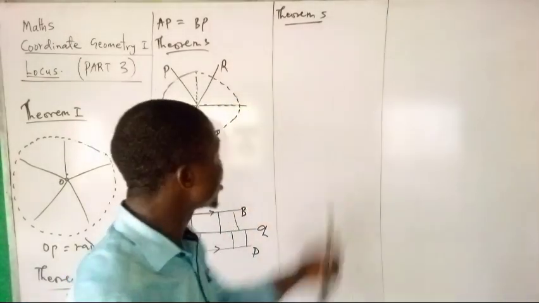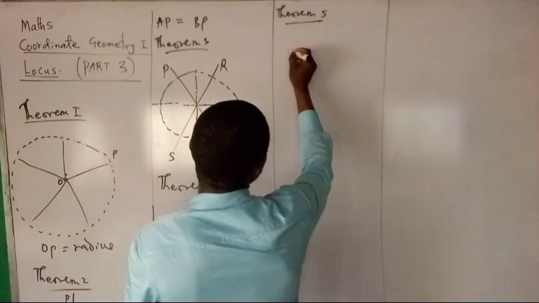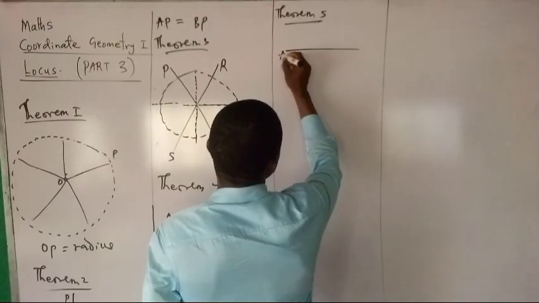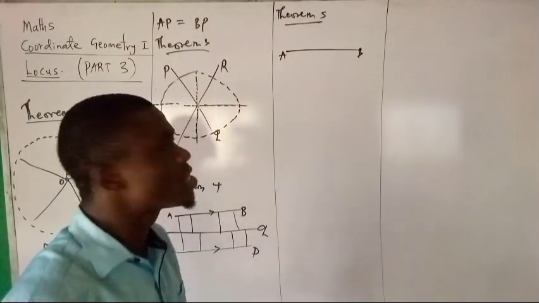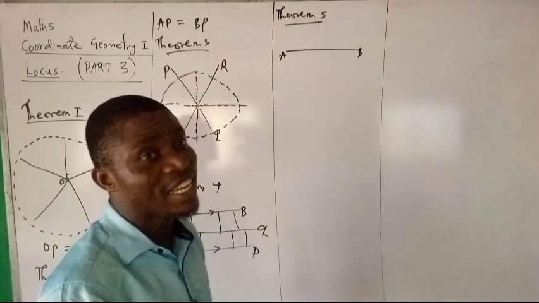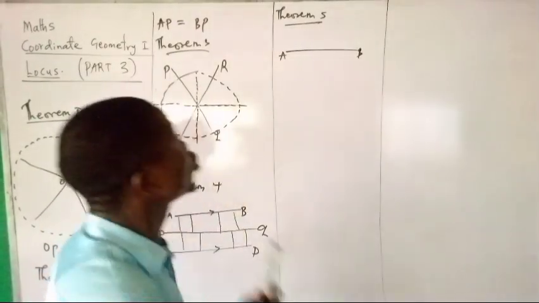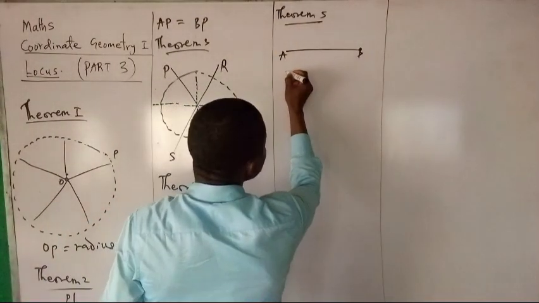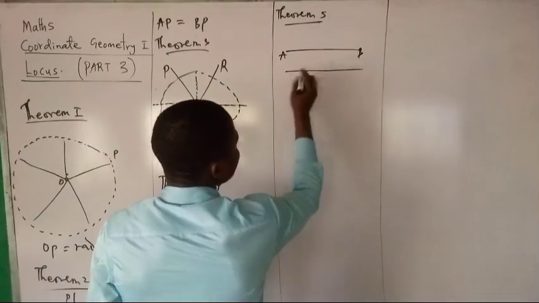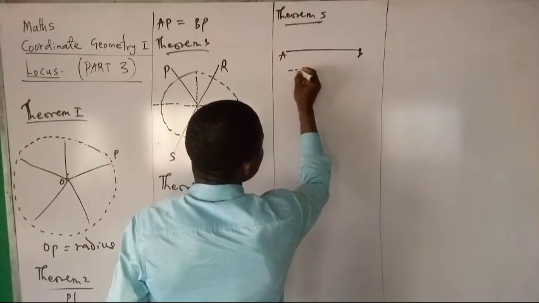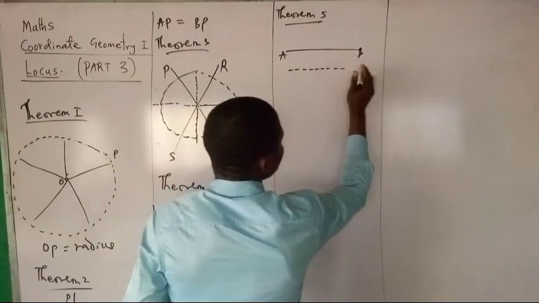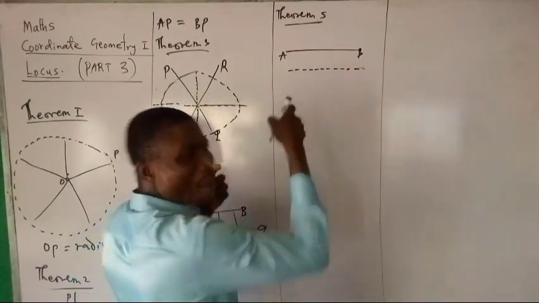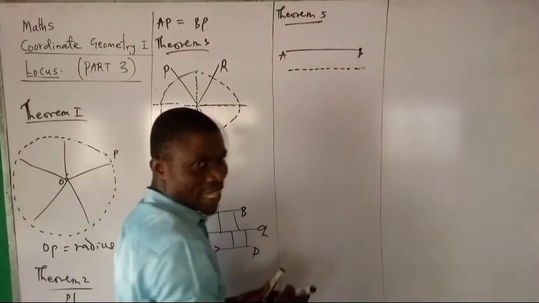Now let's make a sketch of this Theorem 5. This is the given line. Call it AB. What are we saying? We are saying that the locus of points equidistant from a given straight line is a line parallel to the given line. So this will be a locus. Let's use a broken line to draw it. This must be a locus because it is parallel to this straight line, right?